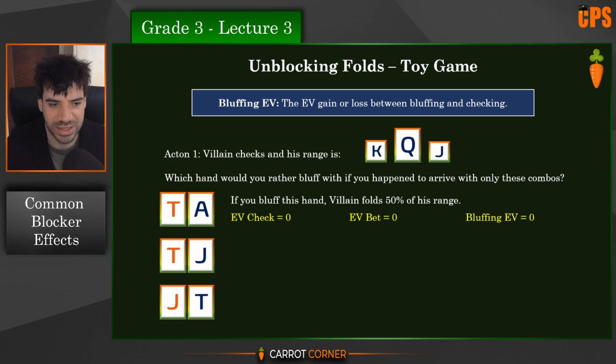Needless to say, the ace is not a positive blocker. Villain doesn't get here with an ace in the first place, therefore we can't reduce their call frequency by having this card. This blue ace is what I would call an innocuous blocker. It doesn't actually have any effect because the hands it would block didn't reach this node.